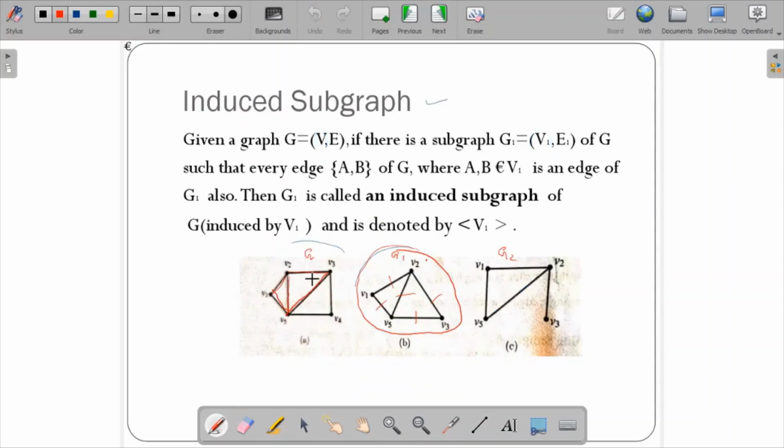So over here he is telling, regarding this particular graph, I have taken it from this particular combination. Whatever edges belong to this particular graph should also be there in the main graph. So given a graph G equal to vertex set comma edge set, if there is a subgraph G1 of G such that every edge of the existing graph, where those vertices belong to V1, is also an edge of G1, then G1 is called an induced subgraph, or it is also called as induced by V1 and is denoted by V1.